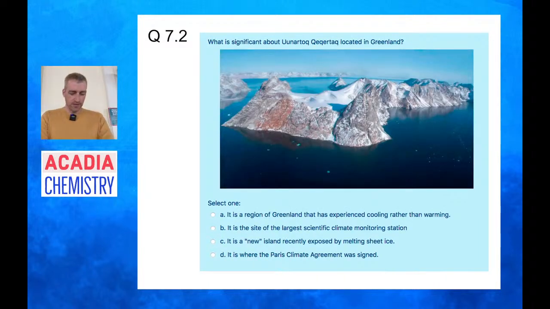Question 2, what is significant about Untitled located in Greenland? And the answer here is C. It's a new island recently exposed by melting sheet ice. Please don't answer D. It's where the Paris Climate Agreement was signed. That's why we call it the Paris Agreement, actually, because it was signed in Paris.